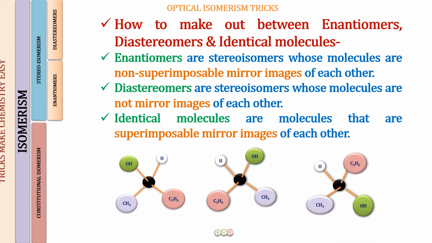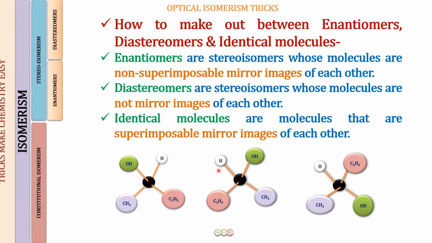Now look at these three structures. What is the name of the compound? They all have the same name: butan-2-ol. Carbon number 1, carbon number 2, carbon number 3 and 4, and at position number 2 we have an OH group. So this is butan-2-ol, this is butan-2-ol, this is butan-2-ol. Now we want to find out whether they are enantiomers, diastereomers or identical molecules.